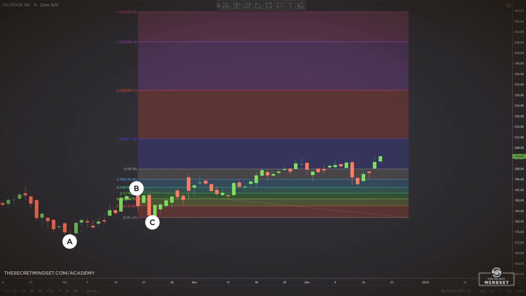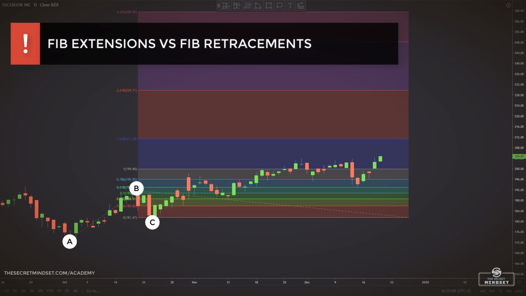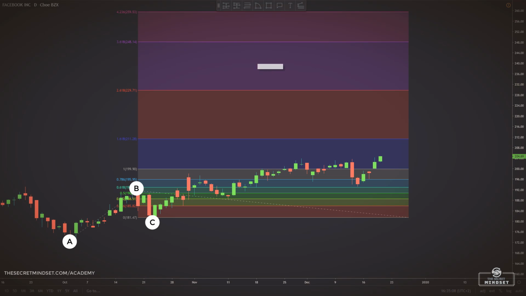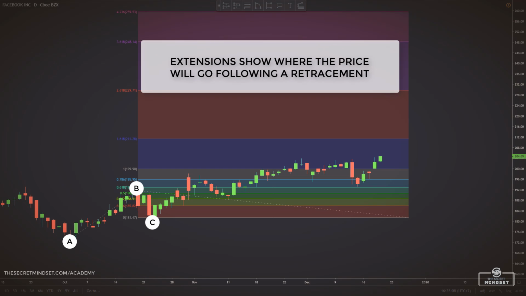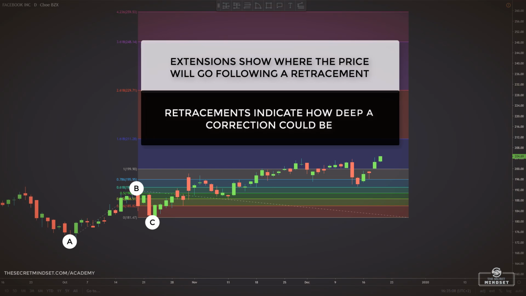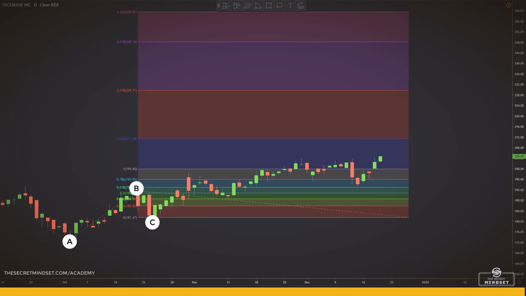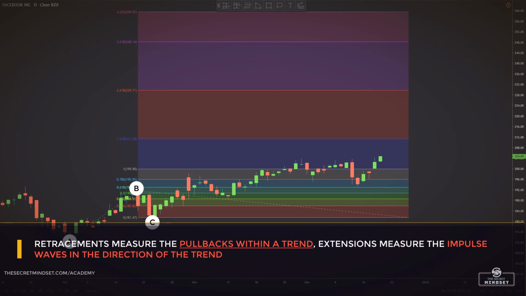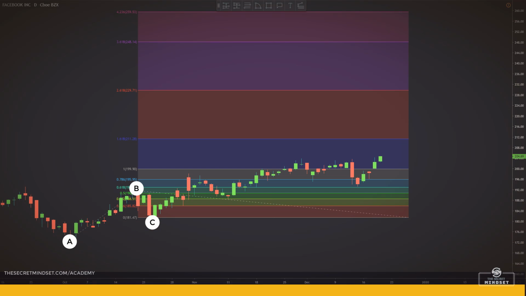It's important not to confuse Fib extensions with Fib retracements. So what is the difference between Fib extensions and Fib retracements? While extensions show where the price will go following a retracement, Fib retracement levels indicate how deep a retracement could be. Fib retracements measure the pullback within a trend, while Fib extensions measure the impulse waves in the direction of the trend.